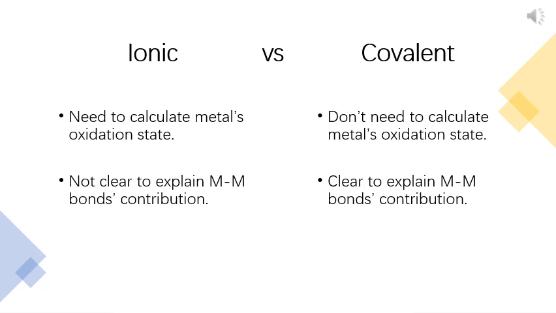And this method may not be very clear for you to deal with metal-metal bonds. And maybe it's also weird for some of you to calculate the oxidation state. So we can use the covalent method. In the covalent method, you don't need to calculate the metal oxidation state, and it's very clear to explain how metal-metal bonds contribute to the total electron counting.